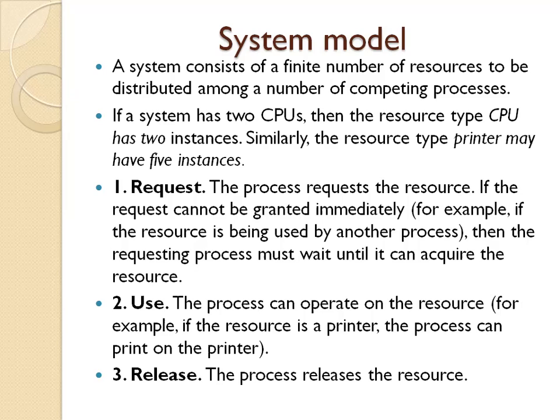We have three points in this system model. The first one is request, the second one is use, and the third one is release. The process requests the resource. If the request cannot be granted immediately, then the requesting process must wait until it can acquire the resource. Use: the process can operate on the resource. And release: the process releases the resource.